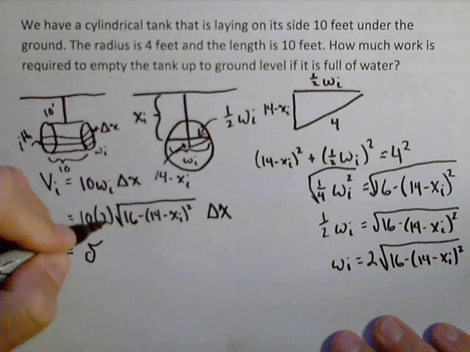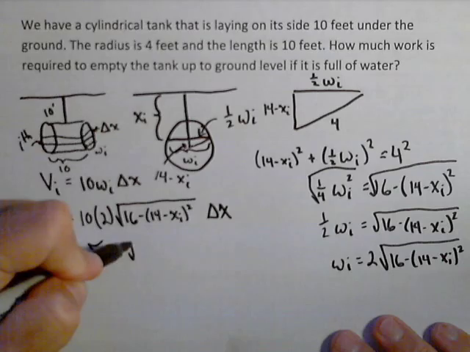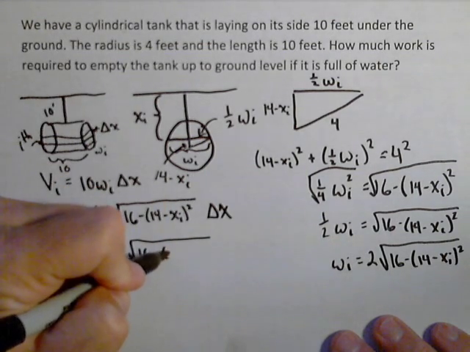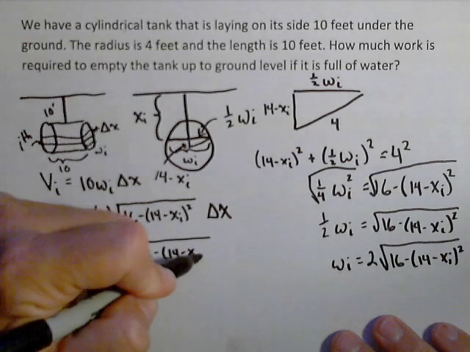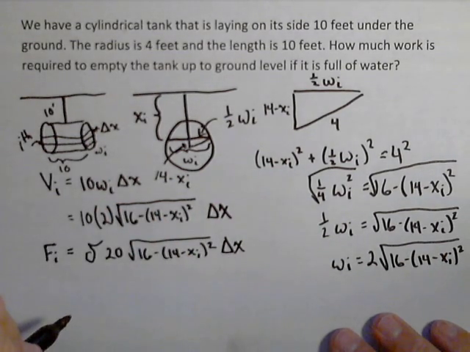So what I'm going to do is multiply this by my delta. I'm just going to call it delta for now. We could sub that in later. Times 20 times the square root of 16 minus 14 minus x sub I, the quantity squared, delta x. So now I have the force on my ith slice.